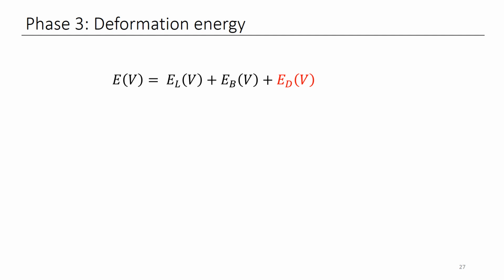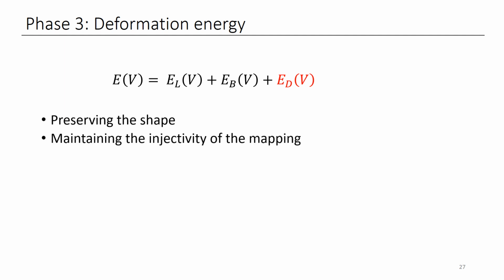An ideal deformation energy must meet 2 criteria: preserving the shape and maintaining the injectivity of the mapping so no flipped triangles happen.